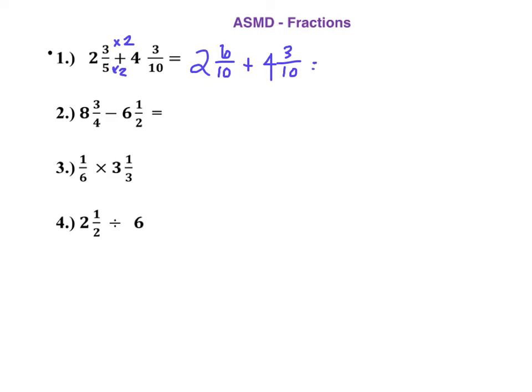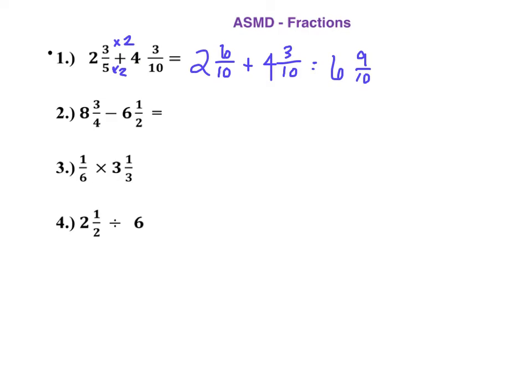already 10. I add my whole numbers, 2 plus 4 is 6. Add my numerators. 6 plus 3 is 9. Denominator is 10. 6 and 9/10 cannot be simplified. So that is my final answer.